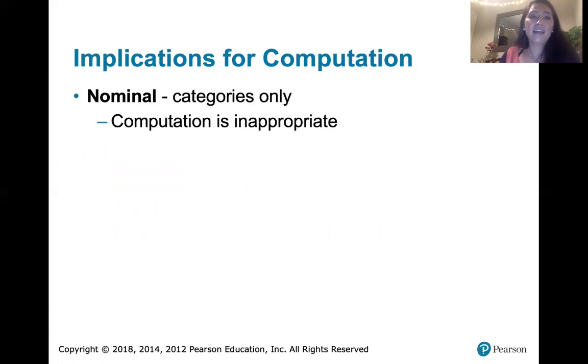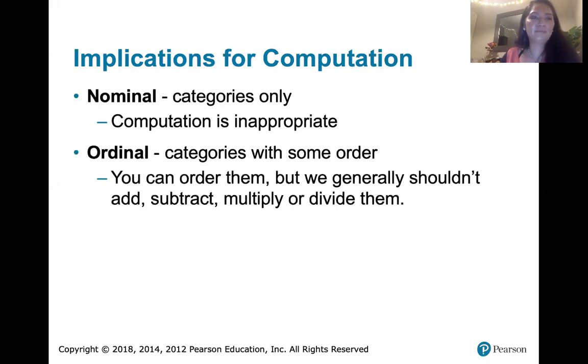Okay, so there are implications for computation with all of these, and they're built into the names. With nominal data, it's categories only. You should never compute anything. If we assign numbers to categories, you should never average those numbers. You should never add or subtract those numbers. If they represent categories, you should leave them alone and not do anything with them except maybe sort and figure out how many are in each category.